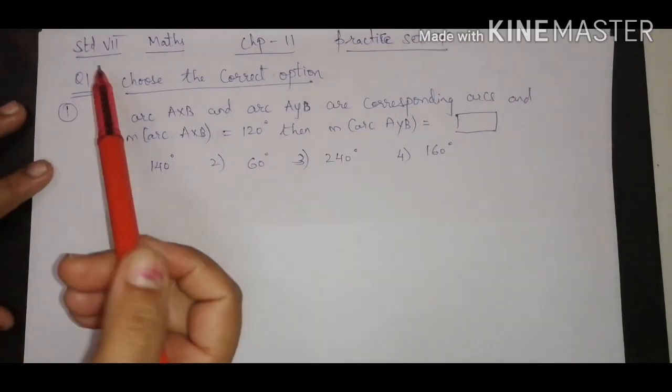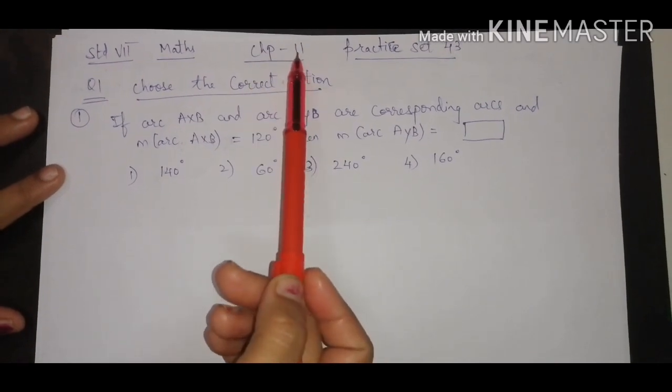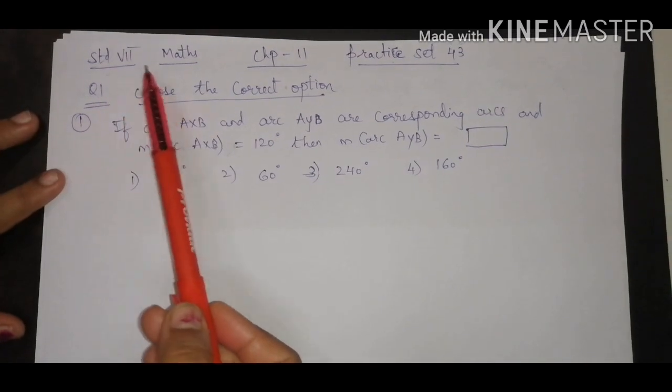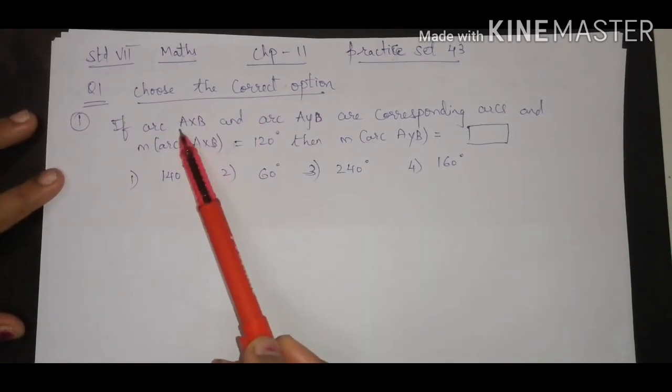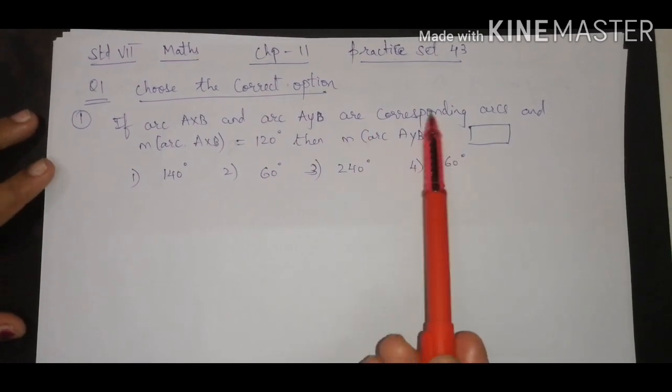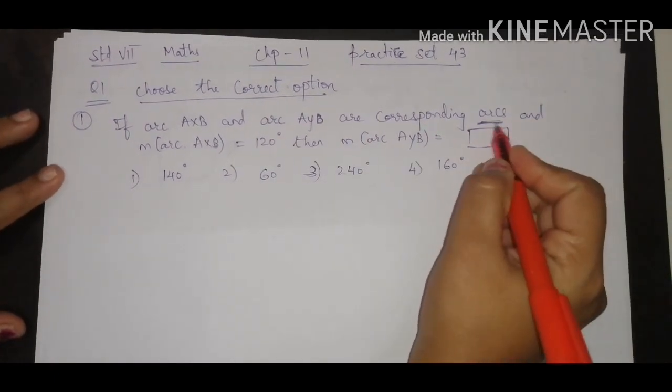Welcome students. Today we are going to see our chapter 11 circles practice set 43. Question number 1, choose the correct option. Before starting with this practice set 43, let me introduce some of the concepts regarding arcs.